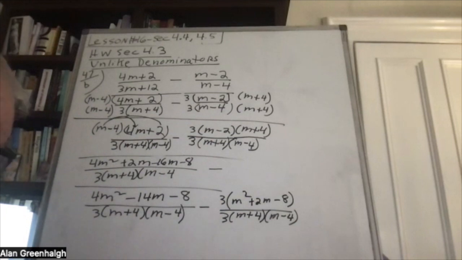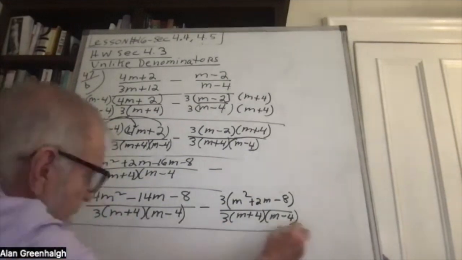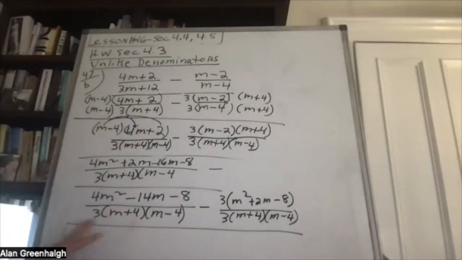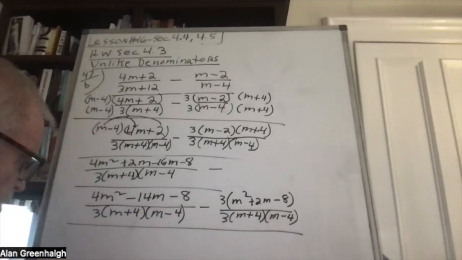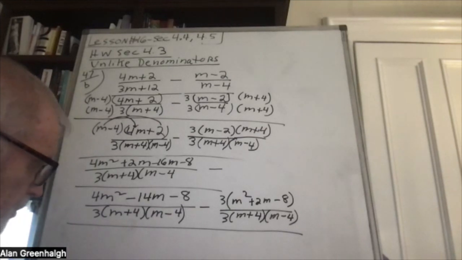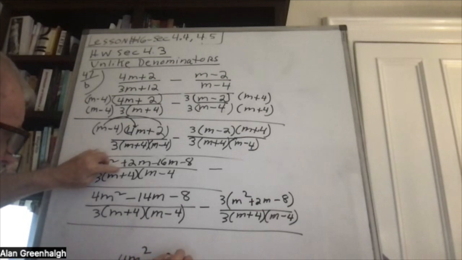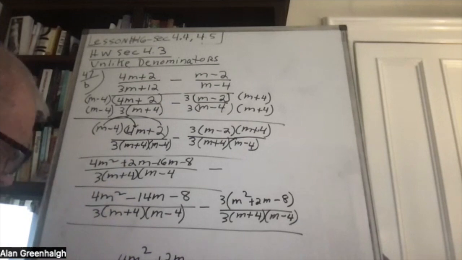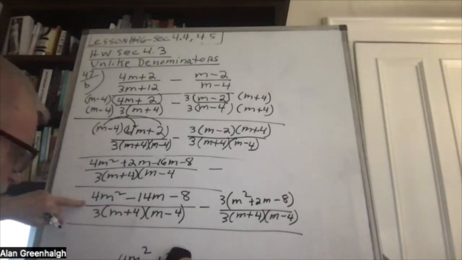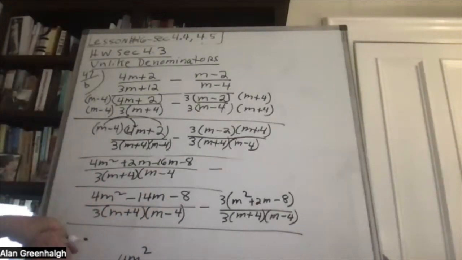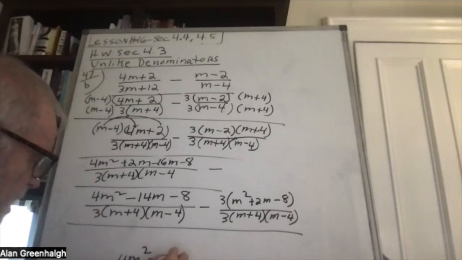Now, what's next? Wow, this is taking up the entire board. Okay, so we now have the same denominator, so we don't have to write two different fractions. We could just do this. All right, so here we go. So 4m squared plus 2m. No, let's, we're down here. We're not up there. We're down here now. Right, so let's get rid of this. 4m squared minus 14m minus 8.